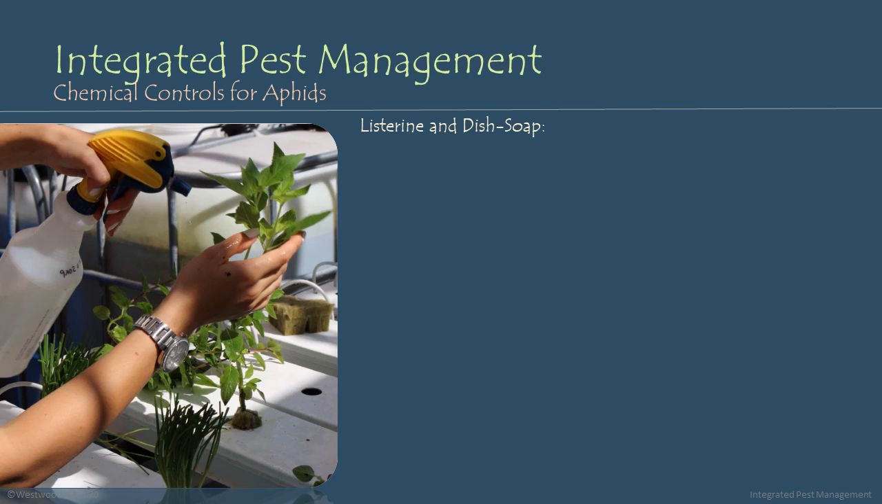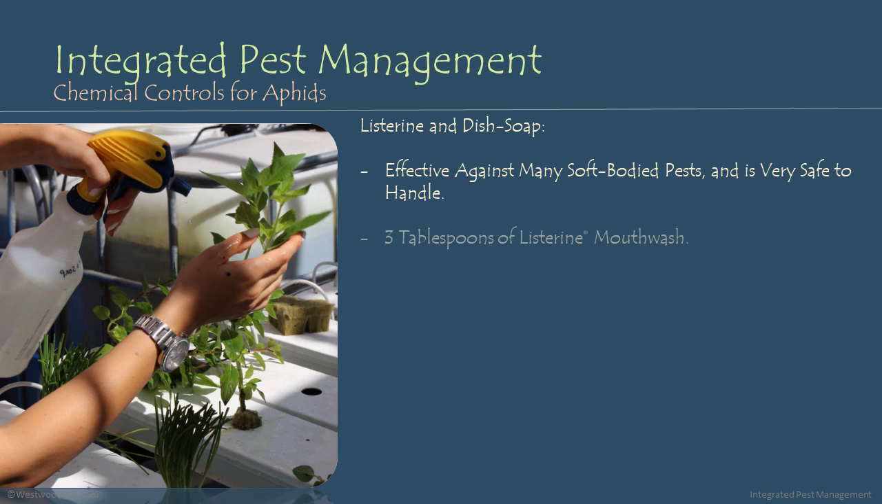Another very simple soft spray can be made from Listerine and dish soap. And this spray is effective against many soft-bodied pests and is very safe to handle. This spray involves adding 3 tablespoons of Listerine mouthwash, and it should be proper Listerine because it's an inactive ingredient in Listerine that makes this spray work so well.